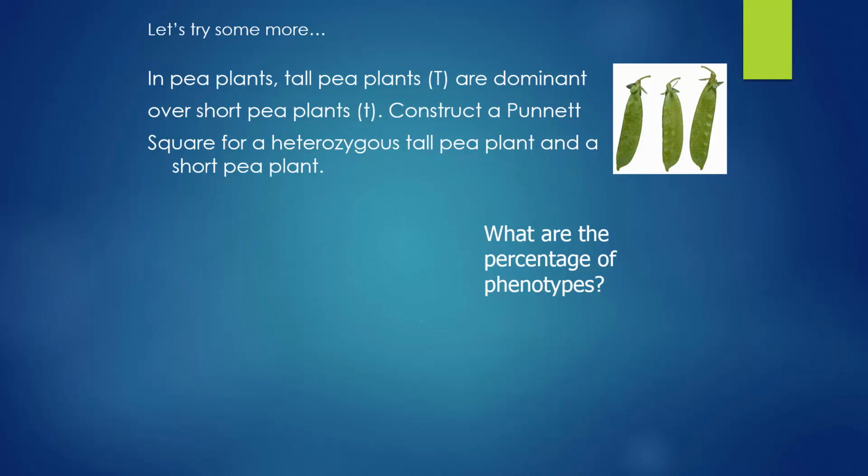In pea plants, tall pea plants are dominant, short pea plants are recessive. So construct the Punnett square for a heterozygous tall pea plant and a short pea plant. See if you can do this one on your own. Go ahead and pause the video right now and see if you can complete this on your own, and then restart the video once you think you're finished. Okay, hopefully that means you have paused the video and you didn't just watch through and go through the awkward silence with me. Let's see what the answer is.